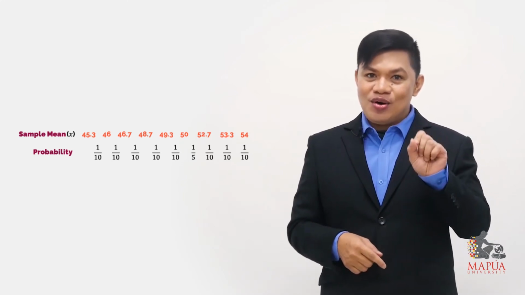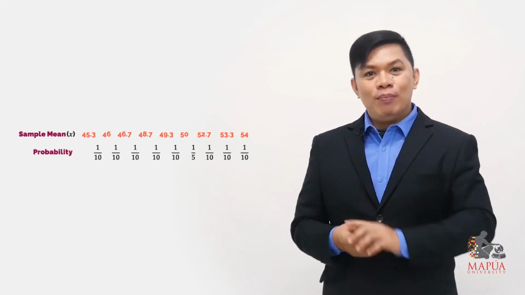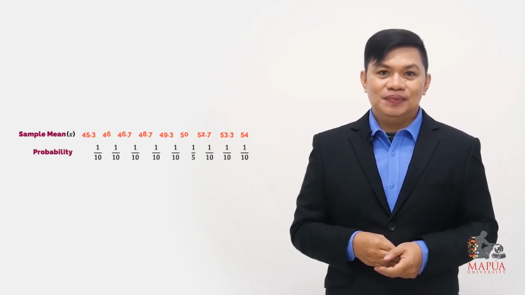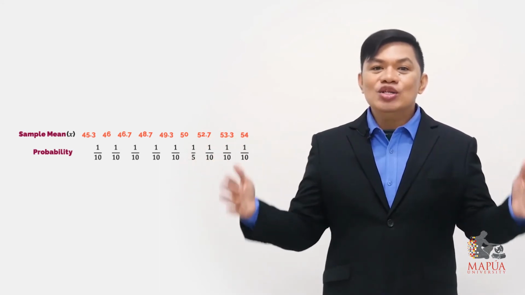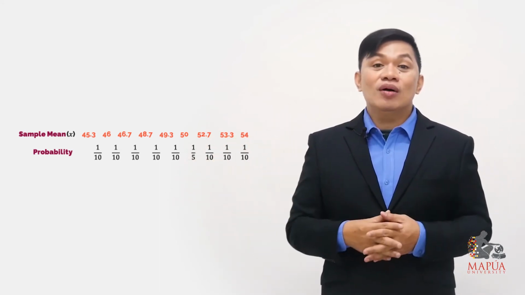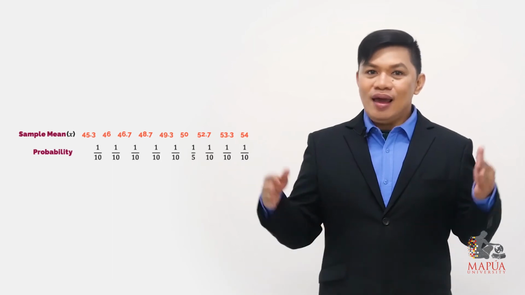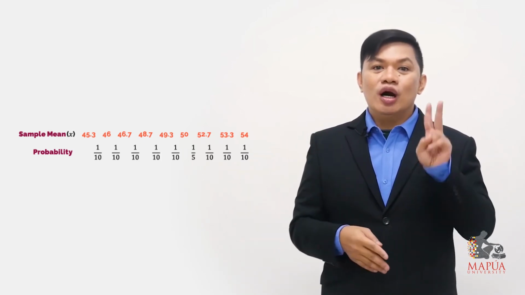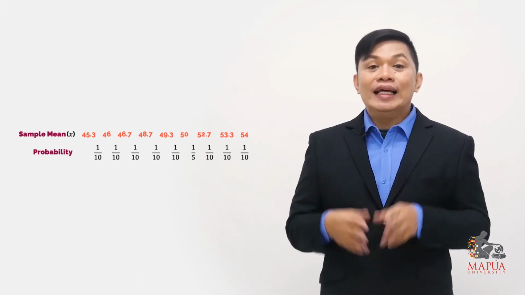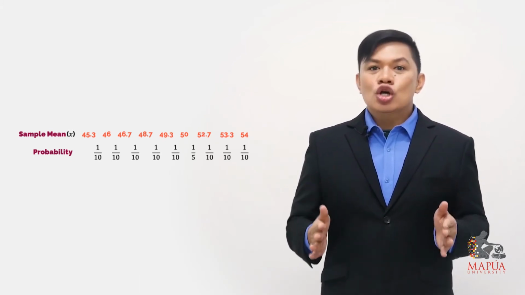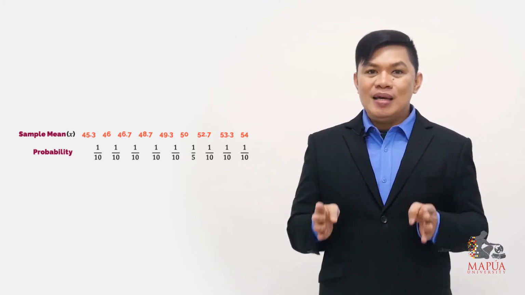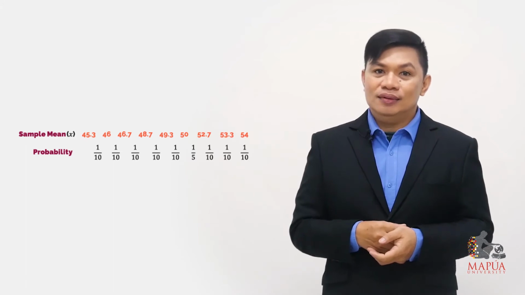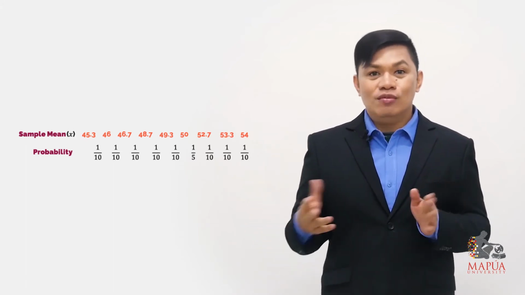But the first value of x bar is 53.3 and the probability is 1 over 10. Okay, let's look at the value x bar is equal to 50. If you look at your sample groups, there are 2 sample groups that yielded this mean. So when you compute for the probability, it's going to be 2 over 10. Well, that can be reduced to 1 over 5.